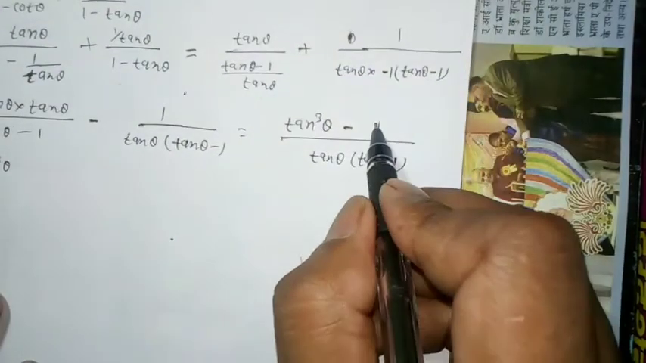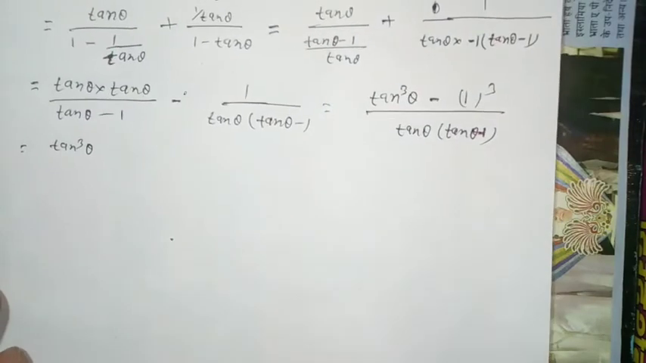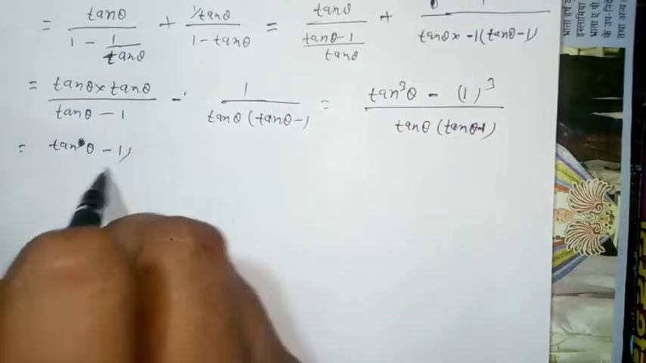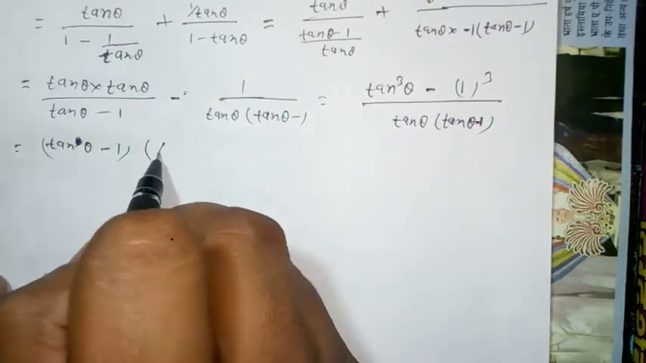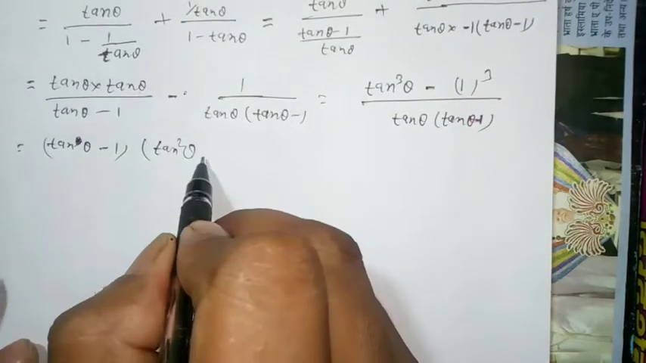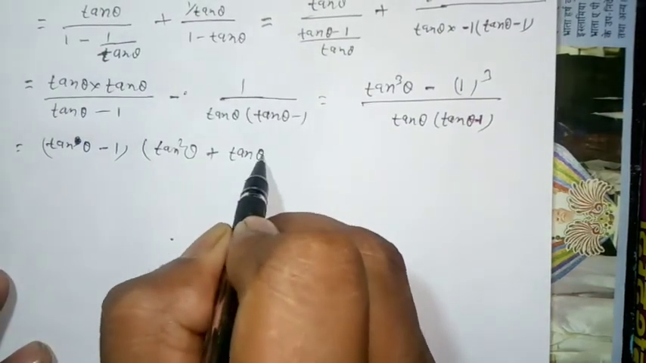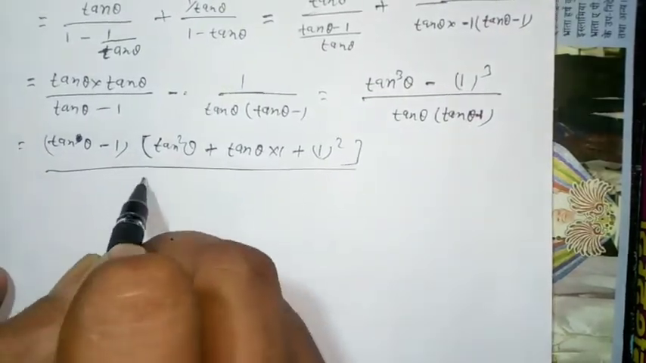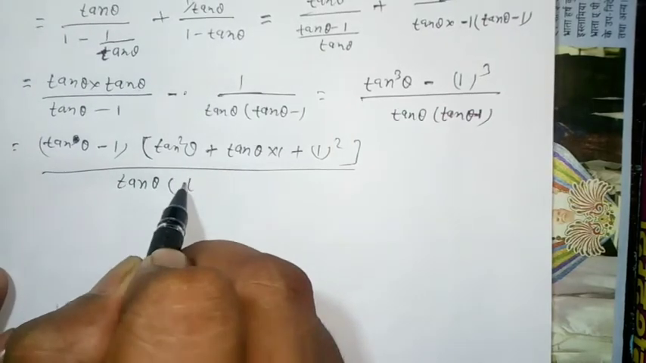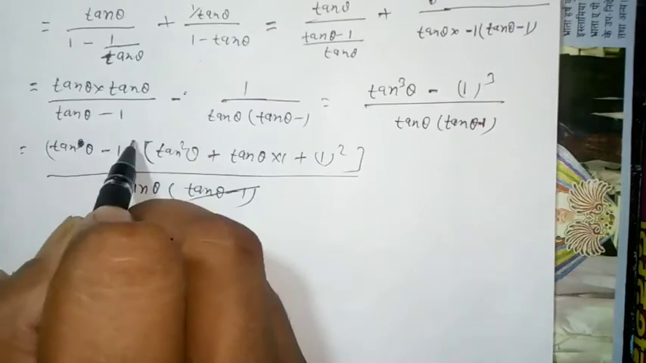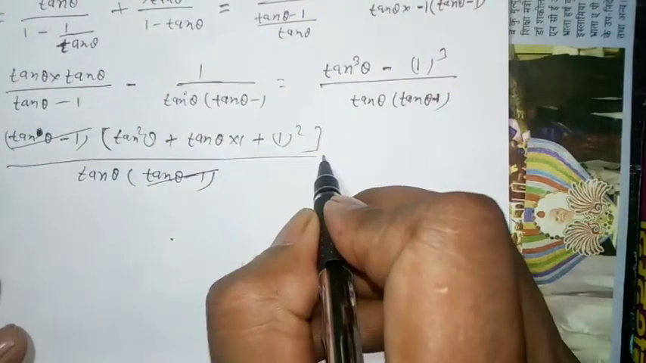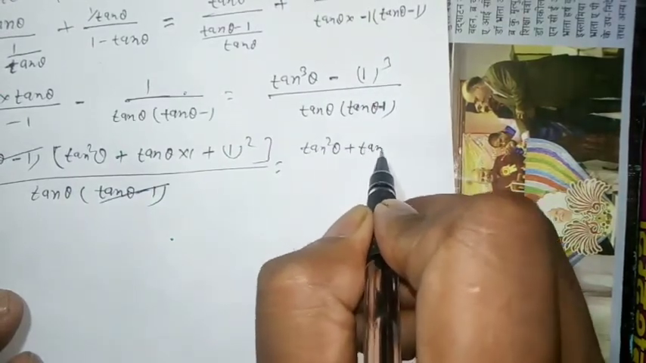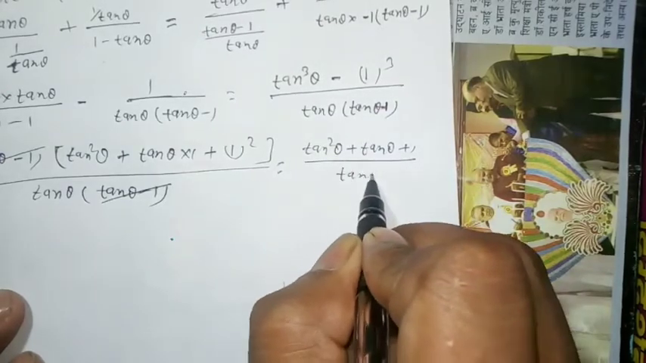Okay, from a cube minus b cube, we can also write 1 as 1 to the power 3. According to the formula a cube minus b cube is equal to a minus b into a square plus ab plus b square, by tan theta into tan theta minus 1. Tan theta minus 1 and tan theta minus 1 cancel, so tan square theta plus tan theta plus 1 by tan theta.